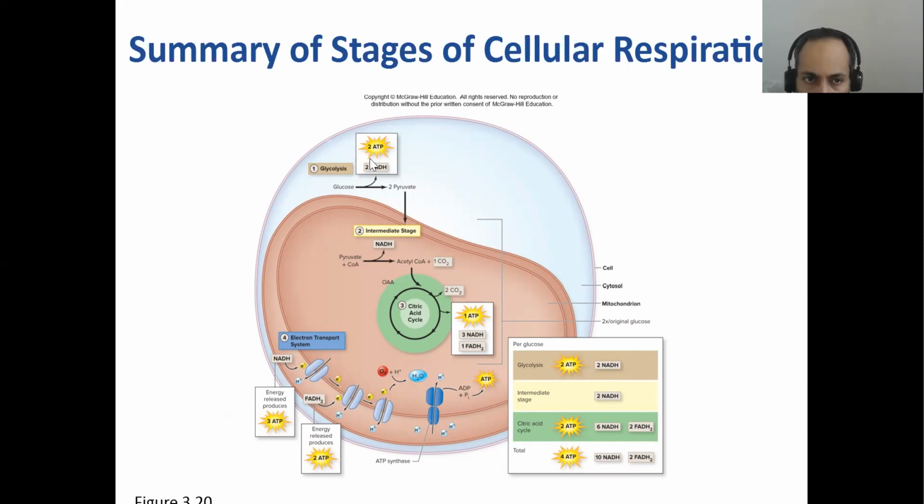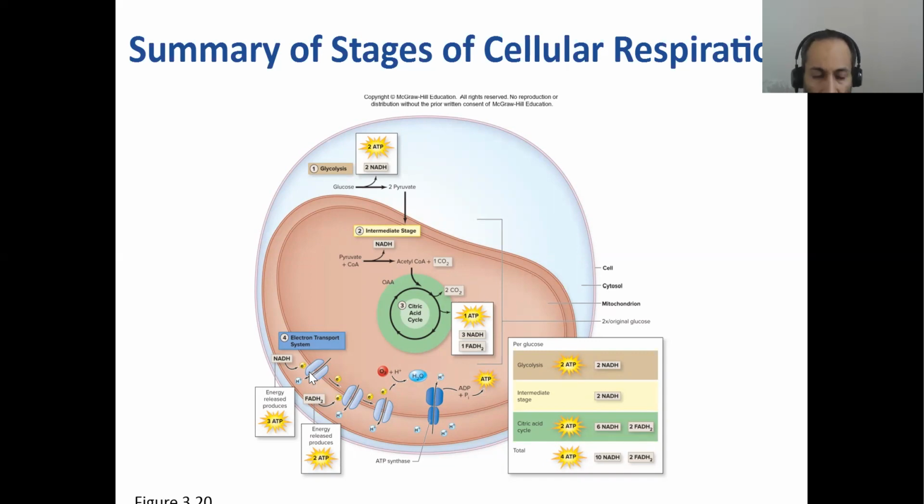So again, look, this was glycolysis outside of the mitochondria, right? In the cytosol, where 1 molecule of glucose split into 2 pyruvates. You got 2 ATP out of that. The pyruvate, in the presence of oxygen, went through the intermediate stage inside of the mitochondria, where you generated acetyl coenzyme A. The acetyl coenzyme A took part in the citric acid cycle here, also called the Krebs cycle. Then you got 2 ATP, 3 NADH, and 1 FADH2 out of the citric acid cycle. Then things move on to the electron transport system or the electron transport chain.